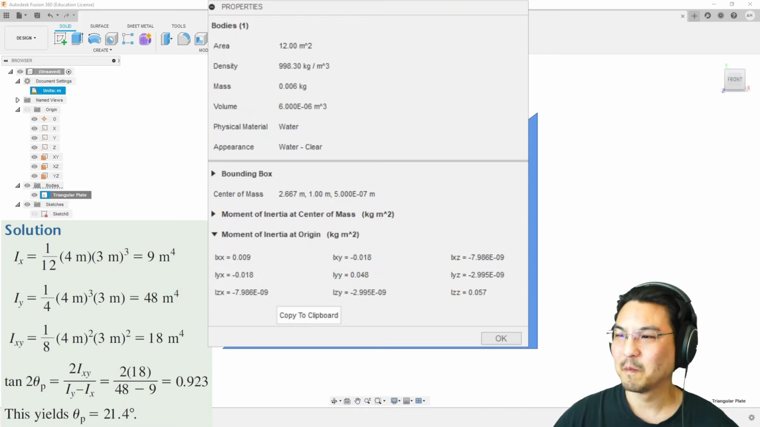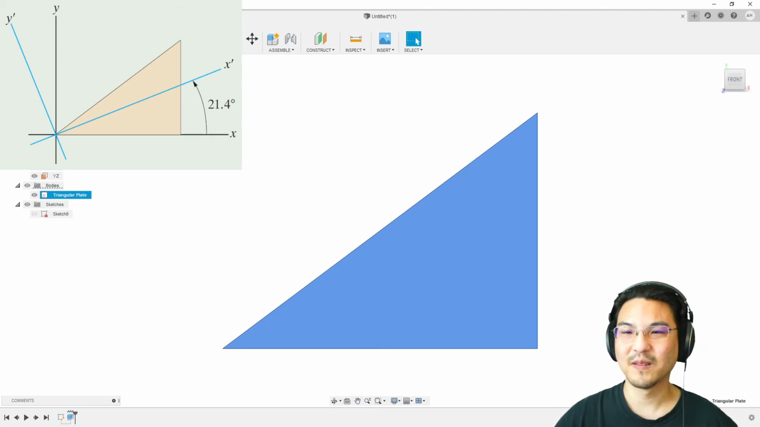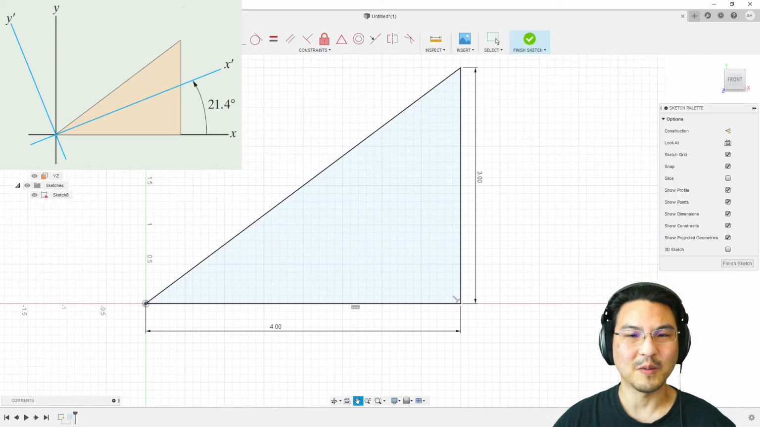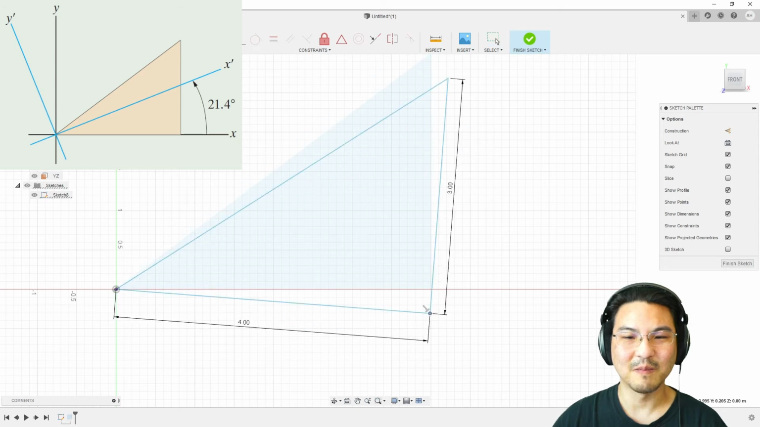Okay, so now let's rotate the coordinates by 21.4 degrees counterclockwise, which is equivalent to just rotating the part clockwise and leaving the coordinates as they are. So let me do that. Okay, so back to our sketch. I don't want this constraint where it's horizontal. Right, so now you can move around like this.